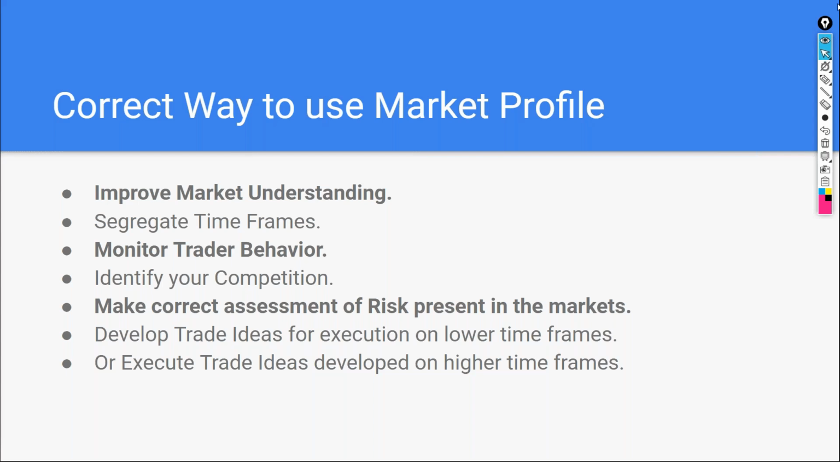So millions and millions of traders are trading, and everyone is different. Like every human being is different, so every trader is different, and every trader's way of looking at the market, every trader's way of perceiving the information from the market is different. So if that is true, then why do you need a framework, or then why am I saying that there is one correct way of looking at market profile?